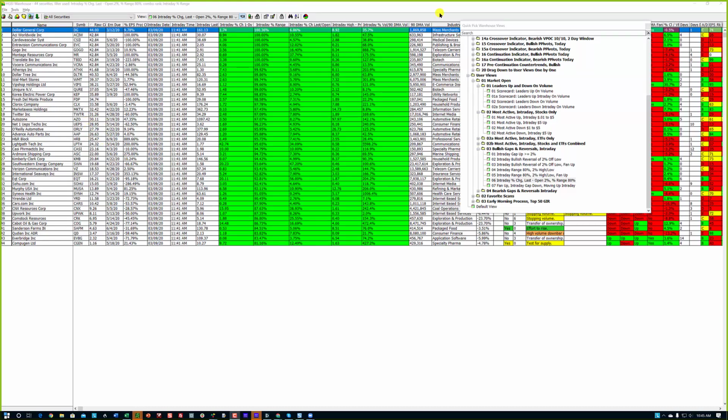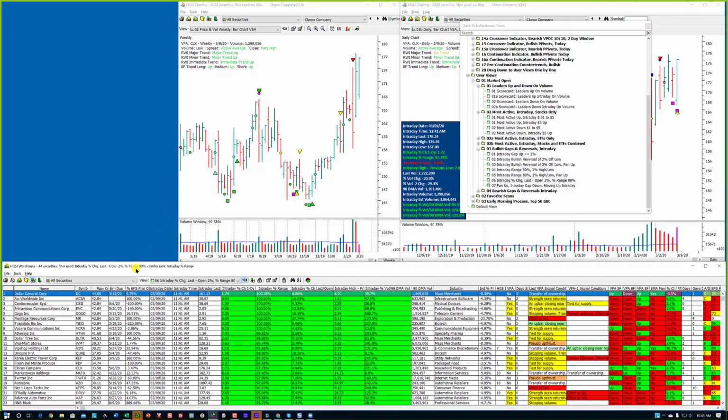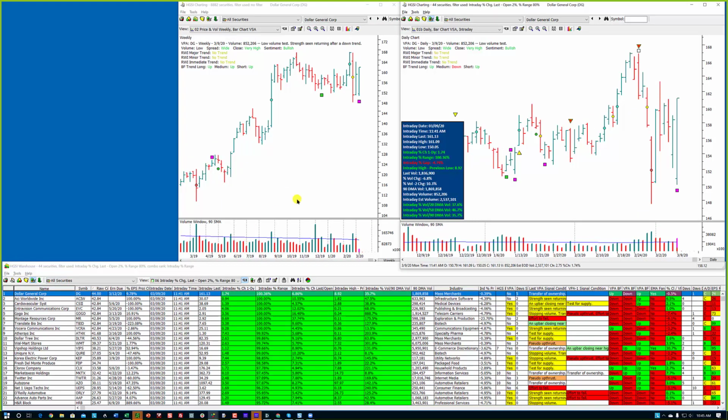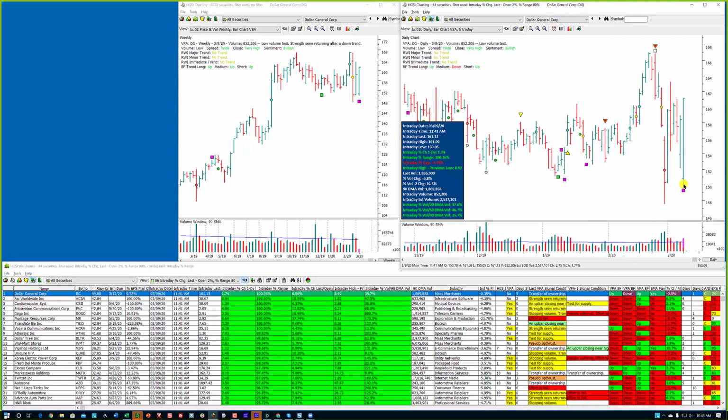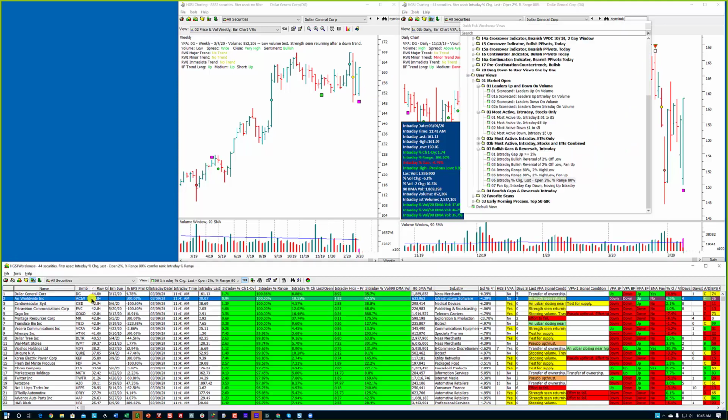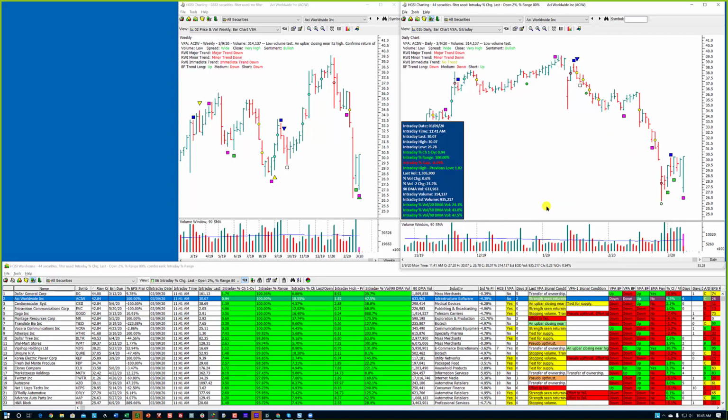So let's just look at a few charts here. This is some pretty amazing stuff you can do in this program. Look at this here. Traded as low, what was the intraday low? 150.05, and it's up 11 bucks from that. Dollar General. ACI Worldwide. The low was 26.78, trading at 30.07, so a $3 gain.